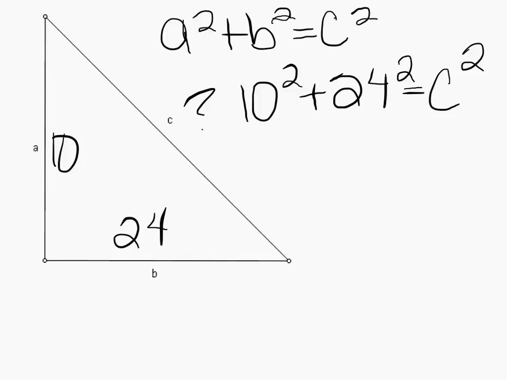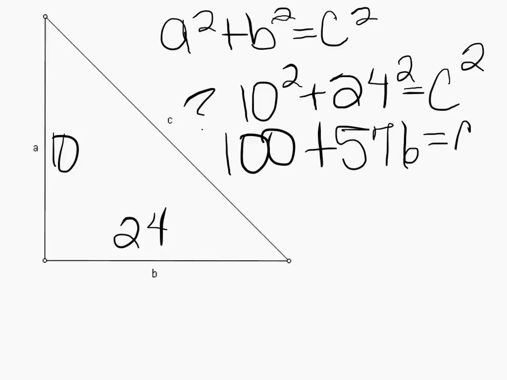So from this point, it's really just combining like terms and doing the math. So 10 squared is 100. 24 squared is 576. And all of this equals c squared. It's very important to keep the square with the c. So 100 plus 576 is 676. Now, 676 equals what? C squared.